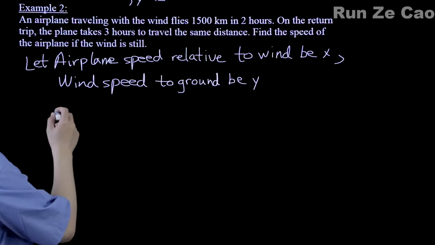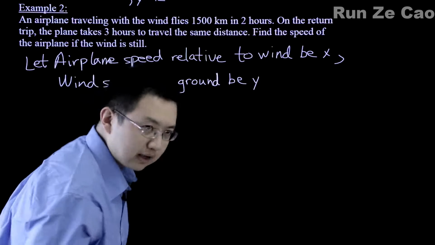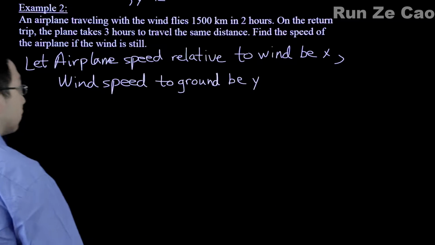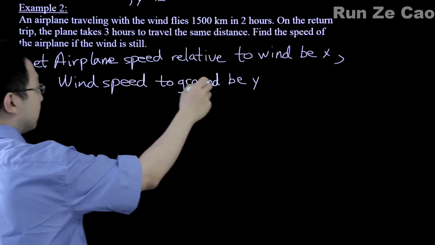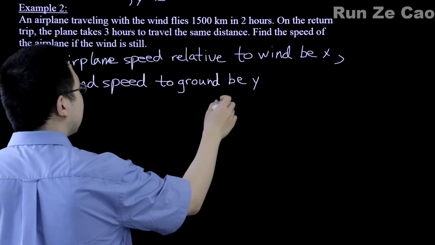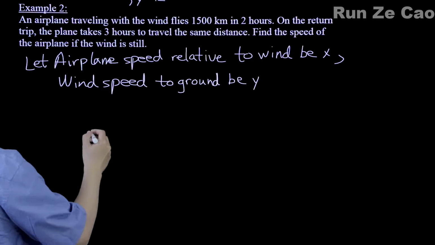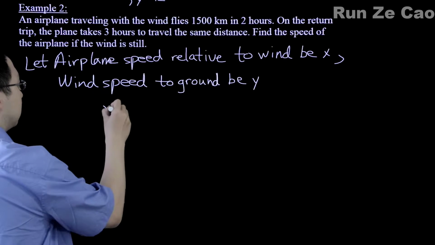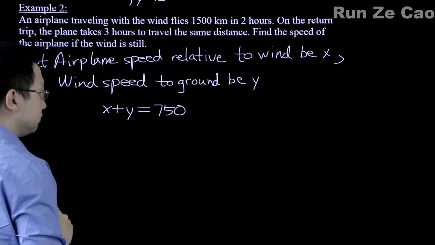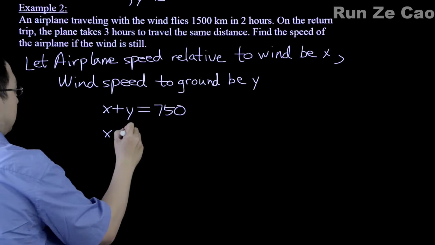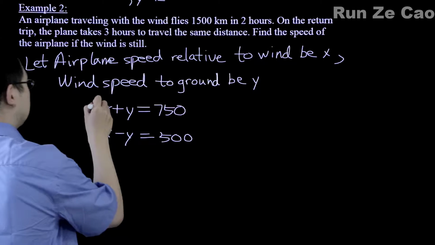Now, what does this say here? Well, okay, 1,500 kilometers in 2 hours. That's clearly 750 kilometers per hour, right? So, we have the wind speed to ground and the airplane speed relative to wind, both being positive. So both going in the direction of the flight, and that gives us x plus y equals 750. Now, if it was x minus y, we would have 500.